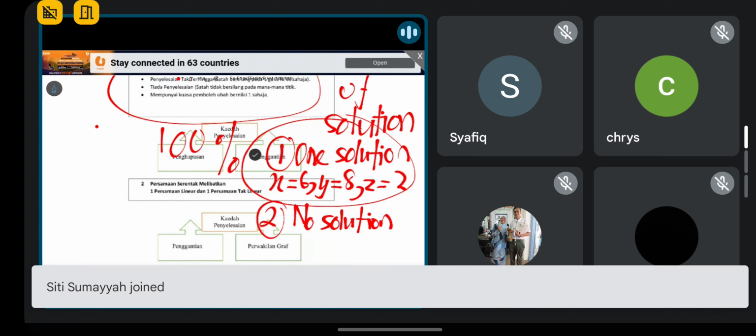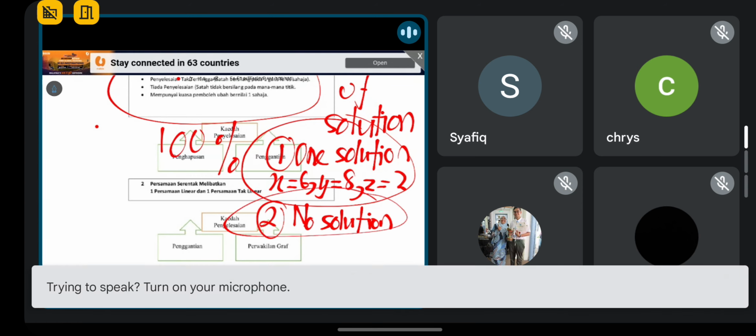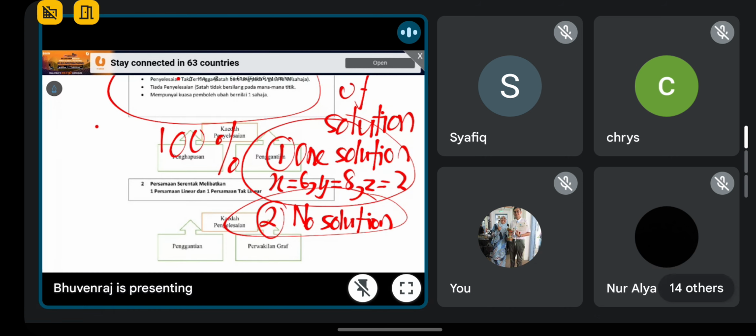Tapi biasanya kamu akan dapat jawapan X sama dengan apa, Y sama dengan apa, Z sama dengan apa. Usually you will get the three values of X, Y, Z. But sometimes if the question want to trick you, they can actually test on this part also. Mereka boleh uji tentang yang ni sebab ada dalam buku teks. They already told this in the maths textbook. So let me show you guys so that you all know. Let me go to the page first.